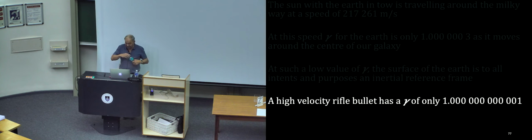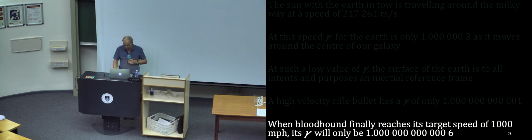This is a high-velocity rifle bullet. There are 13 zeros in that lot. So what is it? 1, 2, no, wait a minute, 11. 9, 10, 11. So a high-velocity rifle bullet doesn't come anywhere near relativistic performance. And I just calculated this yesterday.